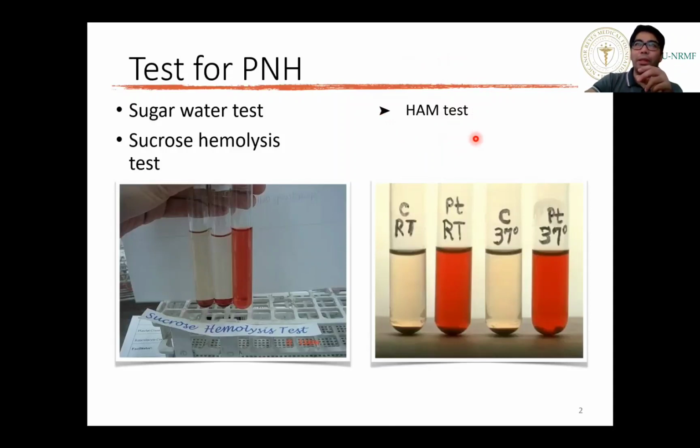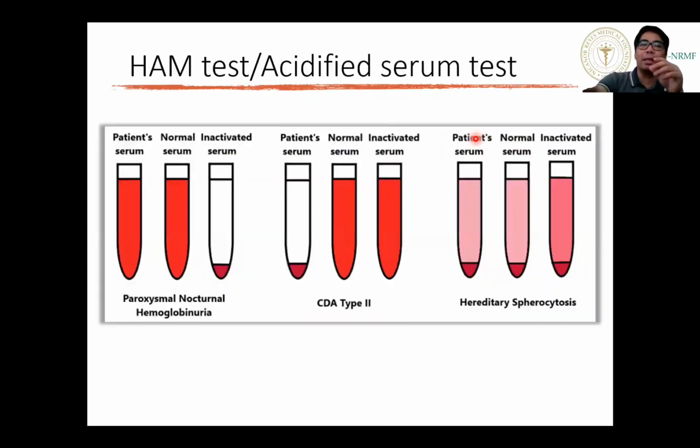Now, what's the principle of this test? I will simplify this. In the acidified serum test, we use three different kinds of serum: the patient serum, normal serum, and inactivated serum. How do we prepare the inactivated serum? It is prepared by heating the serum at 56 degrees Celsius for 30 minutes. The objective is to inactivate the complement proteins, so their function is lost or the complement proteins in the patient's serum are destroyed.